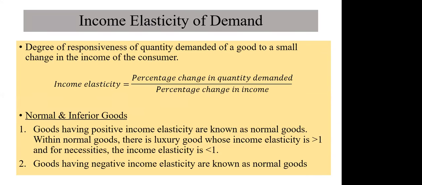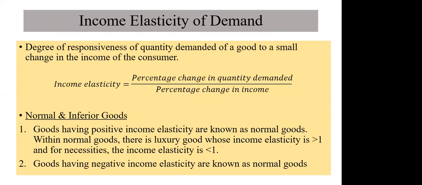Now, there are two types of goods. One is normal good, another one is inferior good. In case of normal good, when there is an increase in the consumer's income, there will be an increase in the quantity demanded of that good as well. So, the value of income elasticity is always greater than zero, or positive. Or maybe vice versa, if there is a decrease in income, the quantity demanded will also decrease. Now, in normal goods also, there are two types: one is luxury good, another one is necessary good.